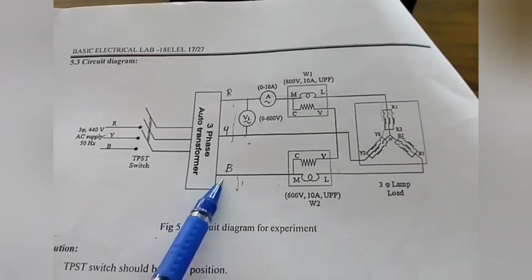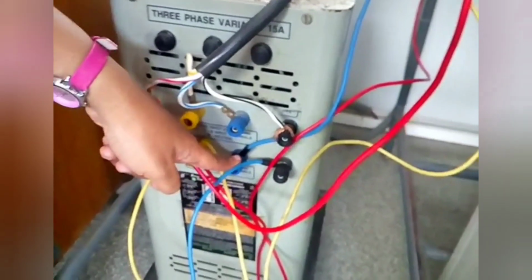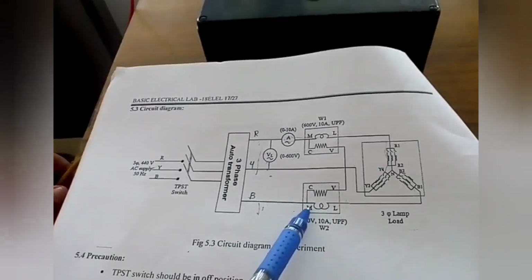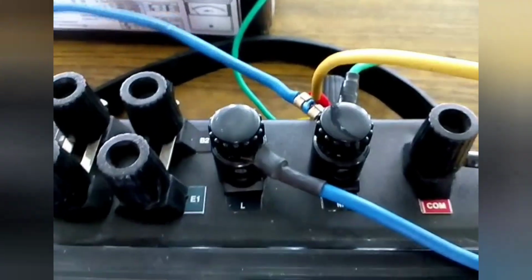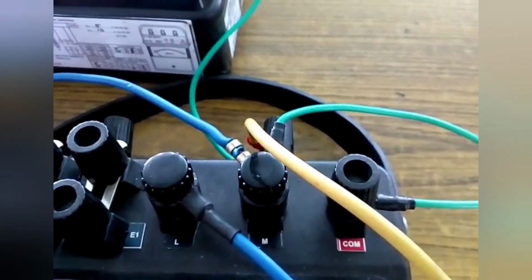So if you come to the B phase of the auto transformer, here you can observe that from the B phase of the auto transformer output, we have to give it to the M terminal of the other wattmeter. Again, M and C of the second wattmeter are also shorted by using a green wire here.